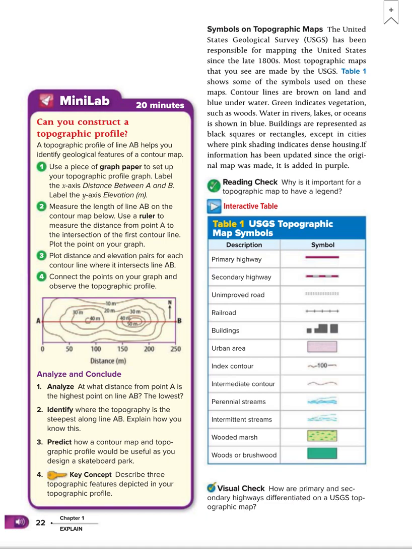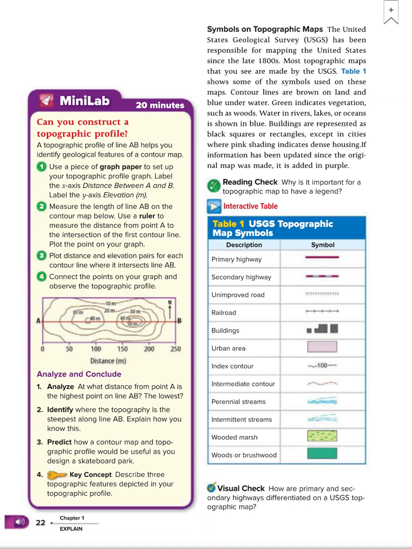So, symbols on topographic maps. The United States Geological Survey has been responsible for mapping the United States since the late 1800s, and most topographic maps that you see are made by the USGS. Table 1, right here, shows some of the symbols that can be used on maps. Okay, so we have highway, secondary highway, streams, wooded marsh, urban area, right?